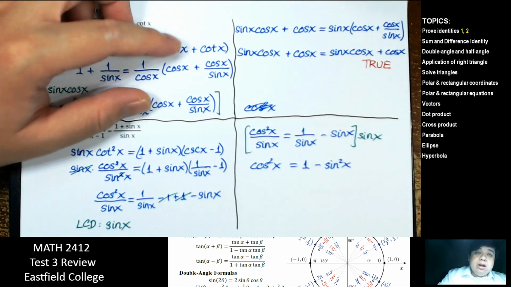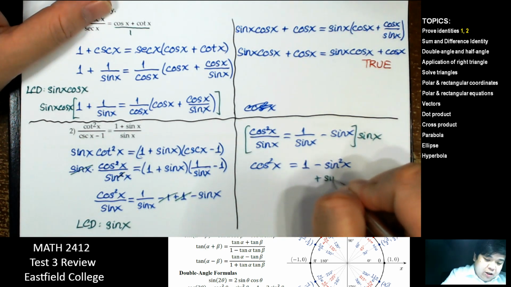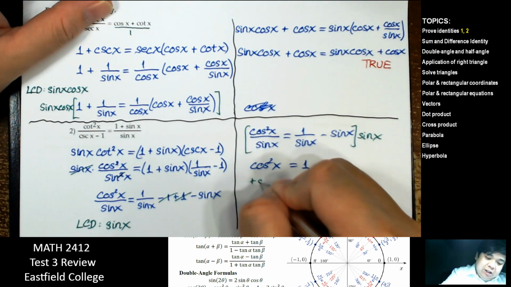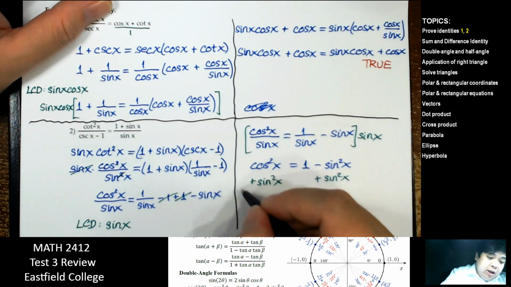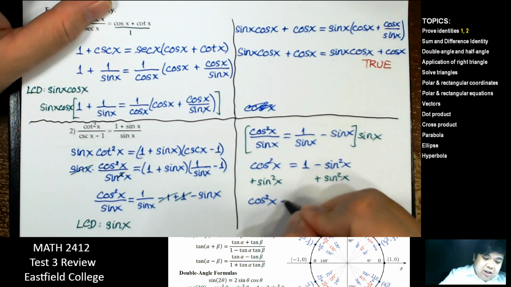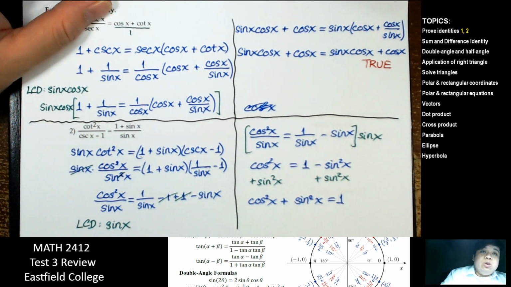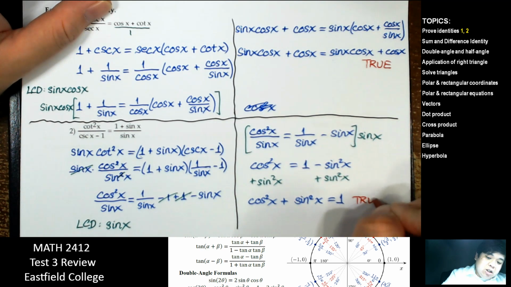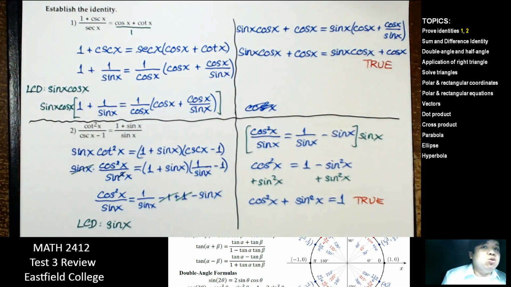Right, this should be obvious now that we need to add the sine square on both sides. Because every time we have the cosine square and sine square, more than likely it is the Pythagorean theorem. I should say Pythagorean identity. Cosine square plus sine square equal to 1, which is true. Since this is true, every line above that will be true, including the first one.